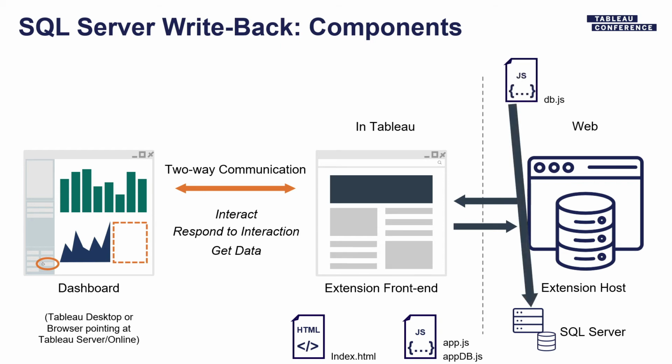And then up here on the web server, completely unknown to Tableau Desktop, I've got this db.js file. That's the file that knows how to talk to SQL Server, and it's making a SQL Server call. If I wanted to change this extension to work with Oracle or to work with Google Sheets, I would change db.js and leave the client side of the extension completely alone. Make sense?